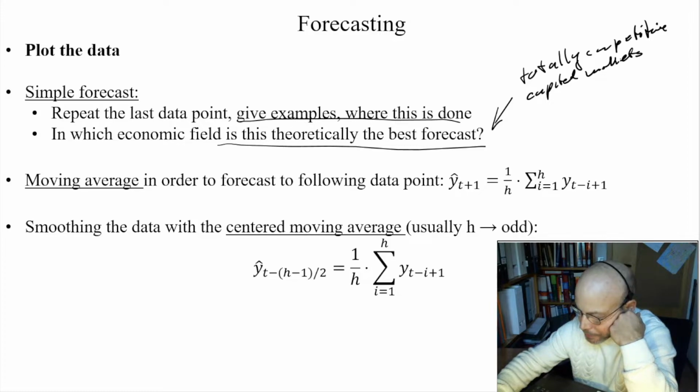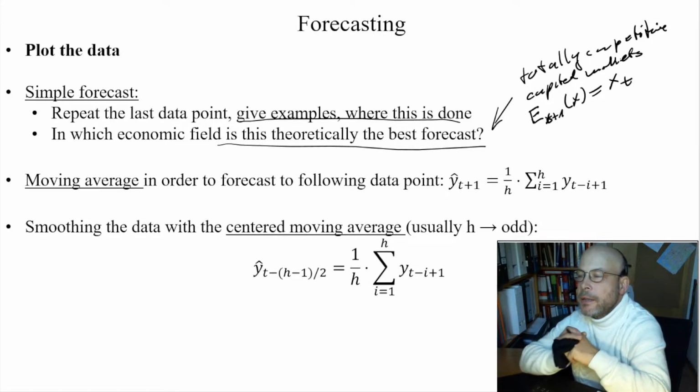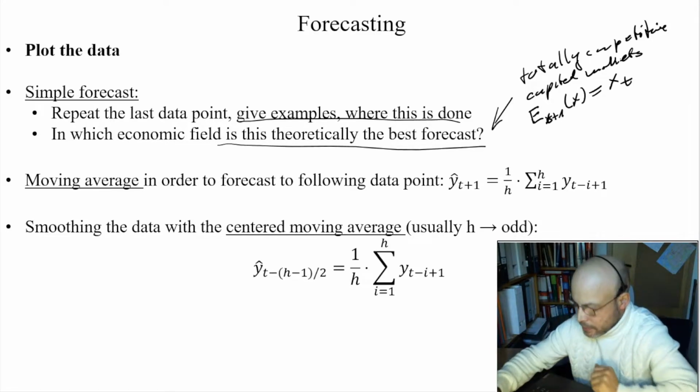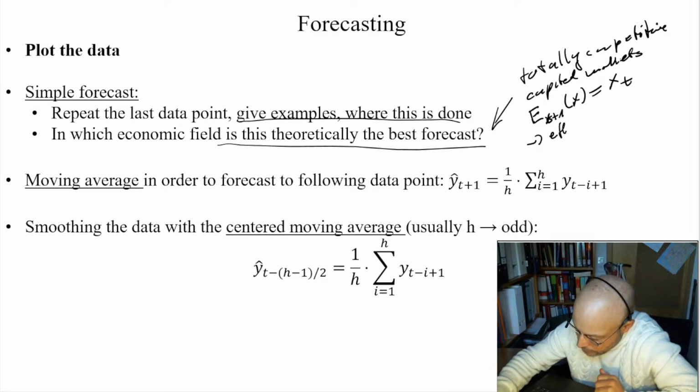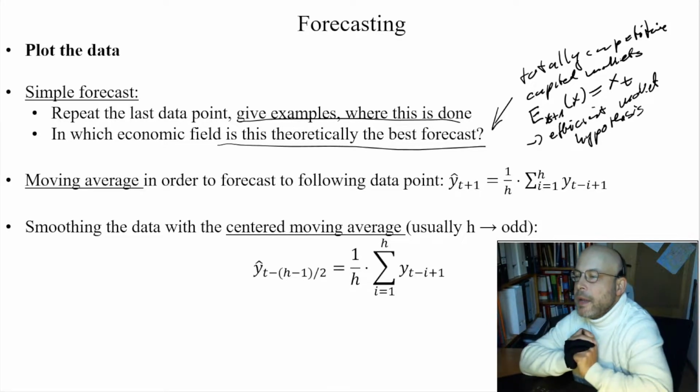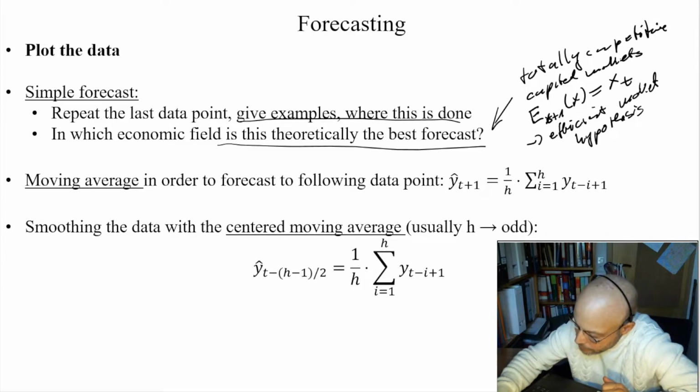So the expected value at t plus 1 of x is just x_t. This is the so-called efficient market hypothesis. Did anybody of you already hear about this efficient market hypothesis?